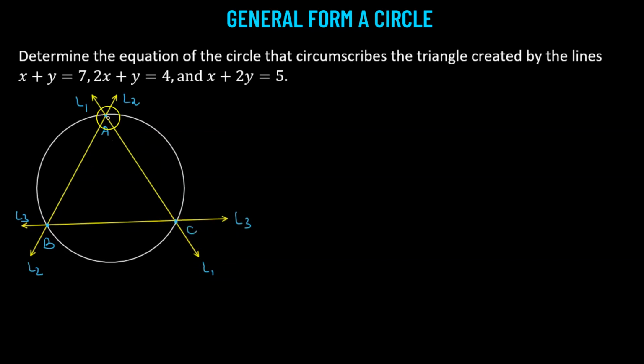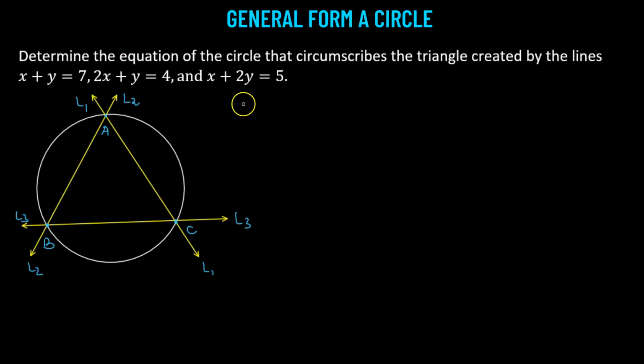Now clearly we see that these three points A, B, C are the vertices of a triangle, and they also lie on the circle. So the triangle formed by the three lines L1, L2, and L3 is going to be circumscribed inside a circle. So that's what is provided to us. Using this information, we need to find the equation of the circle. So our first goal will be to find the coordinate points A, B, and C.